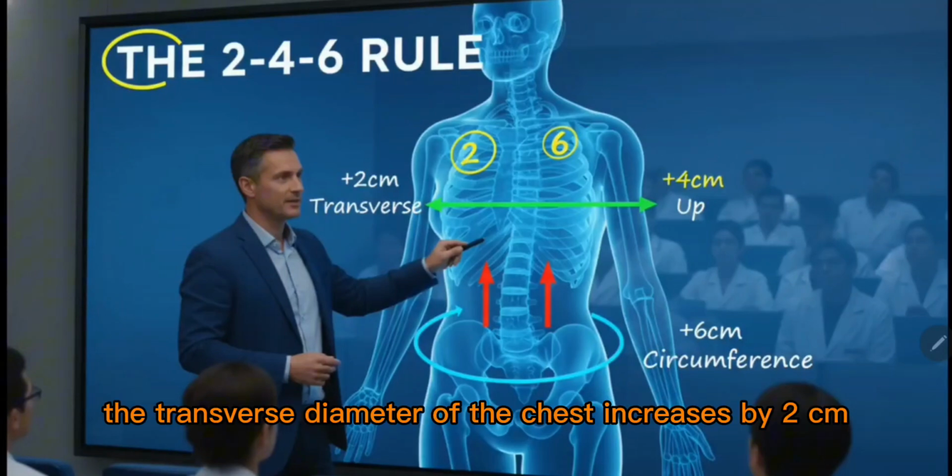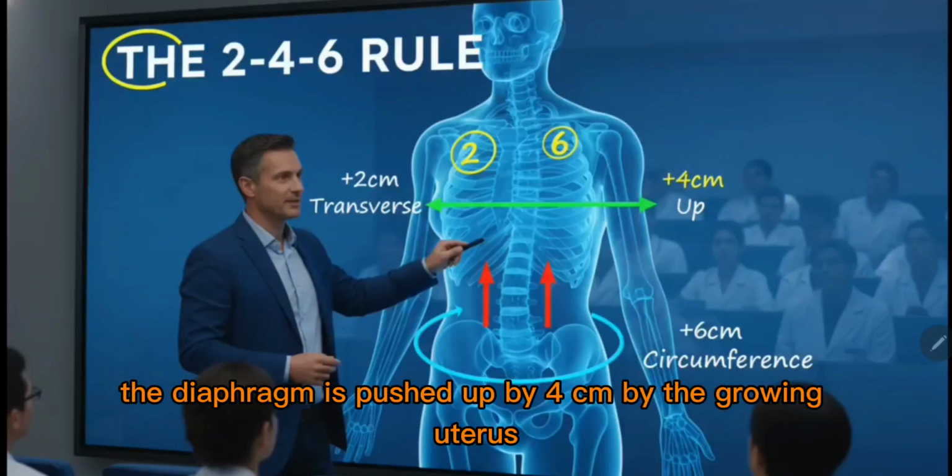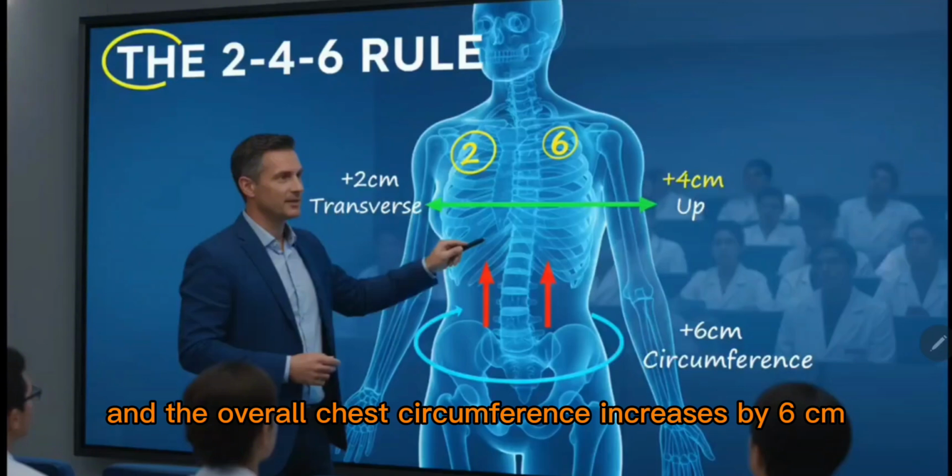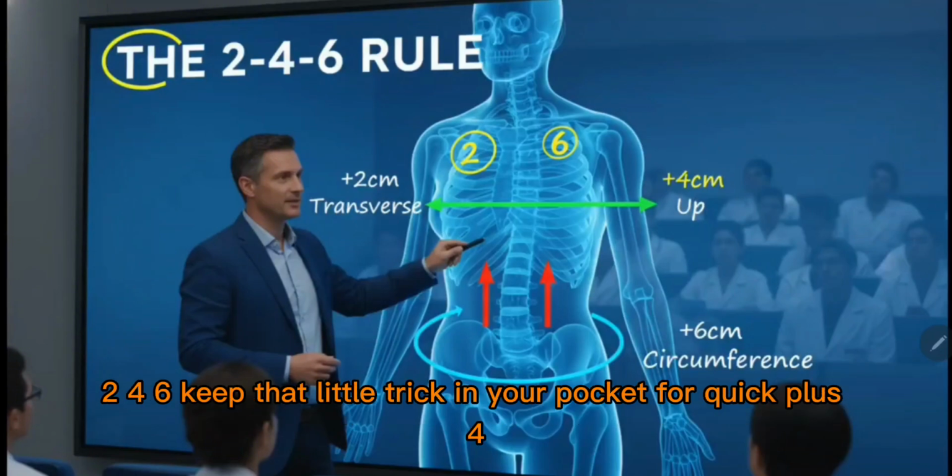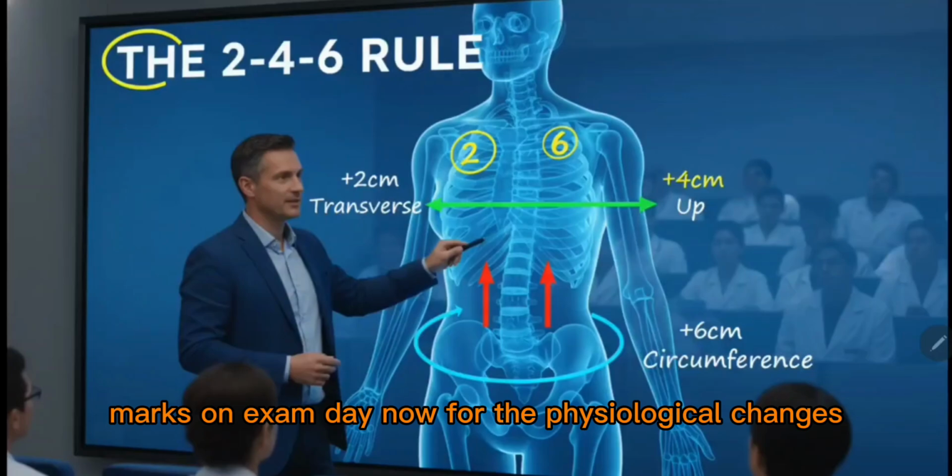The transverse diameter of the chest increases by 2 centimeters. The diaphragm is pushed up by 4 centimeters by the growing uterus, and the overall chest circumference increases by 6 centimeters. 2, 4, 6. Keep that little trick in your pocket for quick +4 marks on exam day.